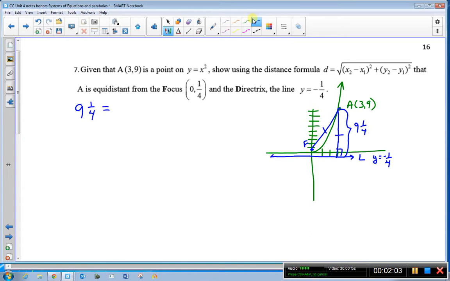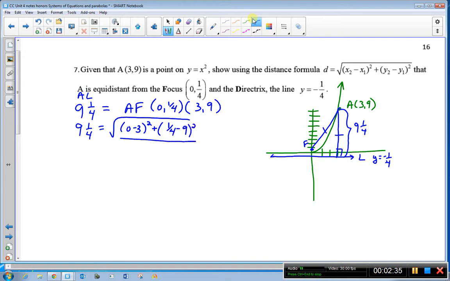So then all we need to look at is the distance from A to F. So A to L we already had, which was 9 and 1/4. So 9 and 1/4 equals, so A to F we're going to be looking at 0, 1/4 and 3, 9. So 0 minus 3 squared plus 1/4 minus 9 squared gives me 9, 3 squared here, which is 9. And this is 8 3/4.